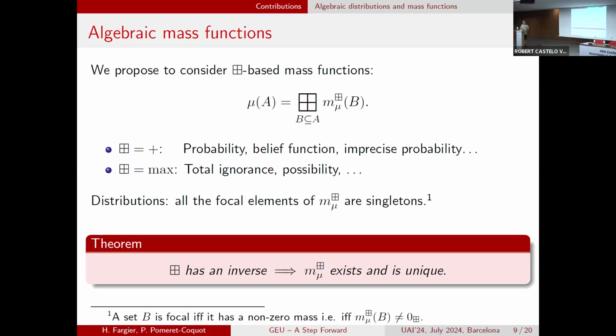We have distributions as a special case, where all focal elements are singletons. Focal elements are elements which have a non-zero mass. That is to say, all masses are only on states and never on sets of several elements. But in general, for a given capacity and a given box plus operator, there may be 0, 1, or several mass functions. So we have shown that this mass function exists and is unique as soon as the box plus operator has an inverse operation. And in this case, we provide an algorithm in order to build it. We call it the algebraic Möbius inverse.